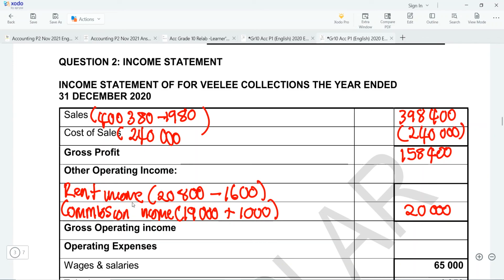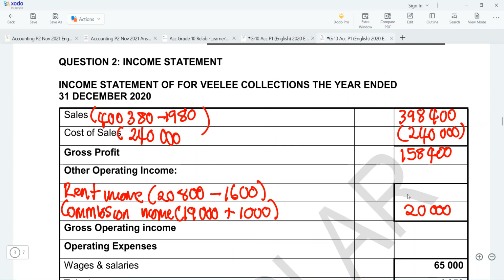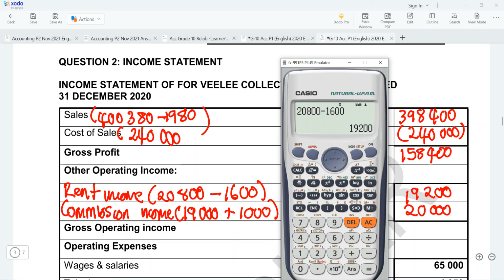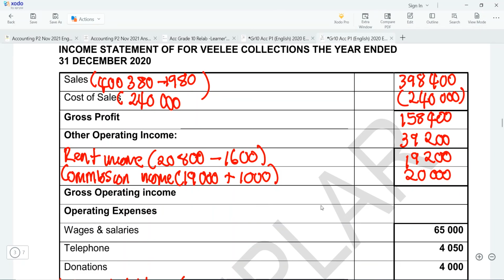Now we'll then proceed. Let's do our rent income. 20,800 minus 1,600 is giving us 19,200. So we're supposed to have 19,200 here, and you come here and add. Remember, we're saying other operating income, we're supposed to get the total of this. So if we say 19,200 plus 20,000 it is going to give us 39,200.